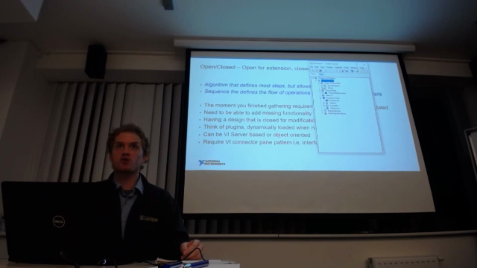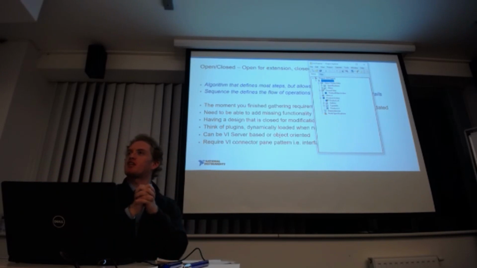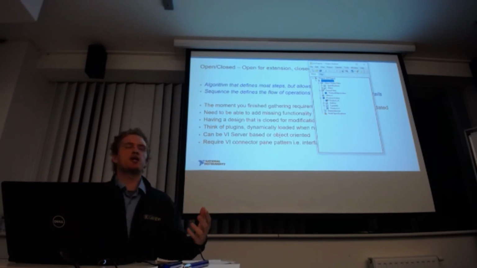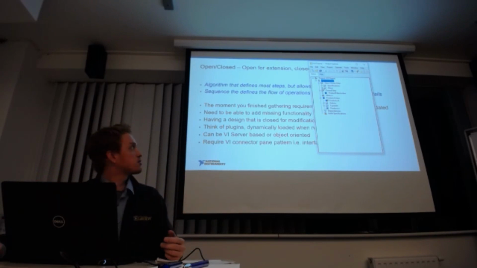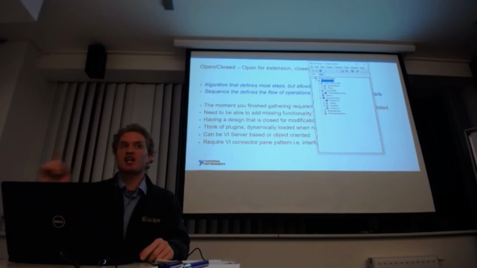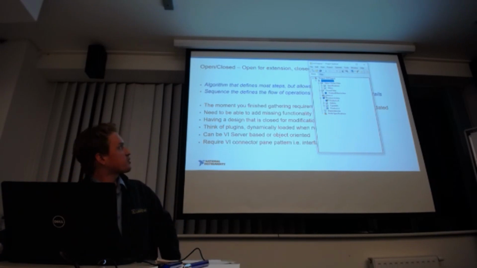So we don't want to do that. We don't want to modify. We want to close for modification, but open for extension. So how do we do that? We need to use interfaces, actually. A single interface is allowed in LabVIEW. You can have one interface, which is good. Soon we're going to get the ability to have more. But how does it look?